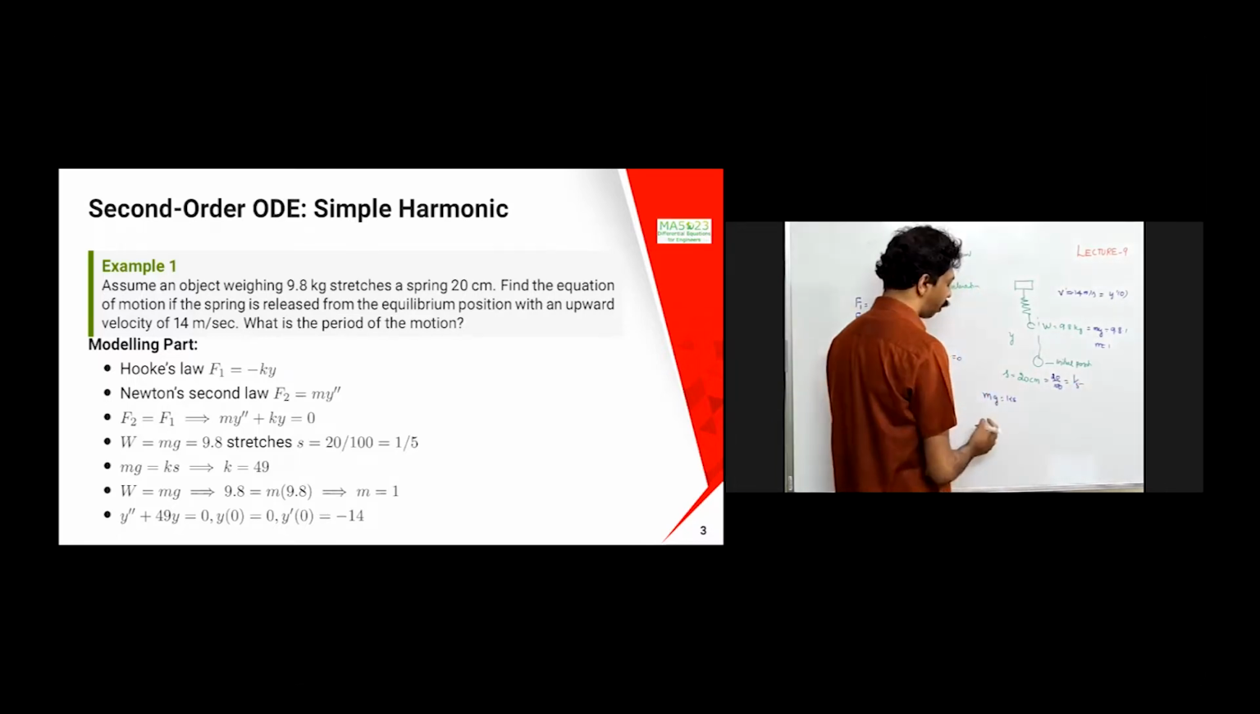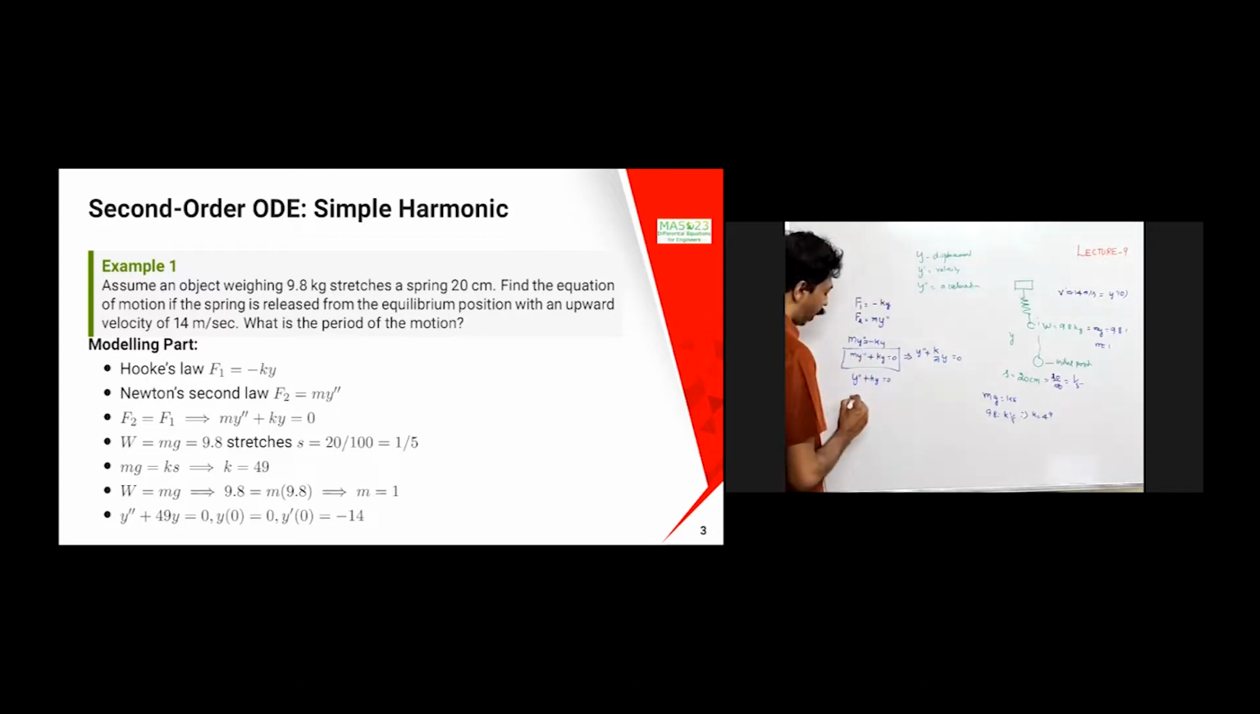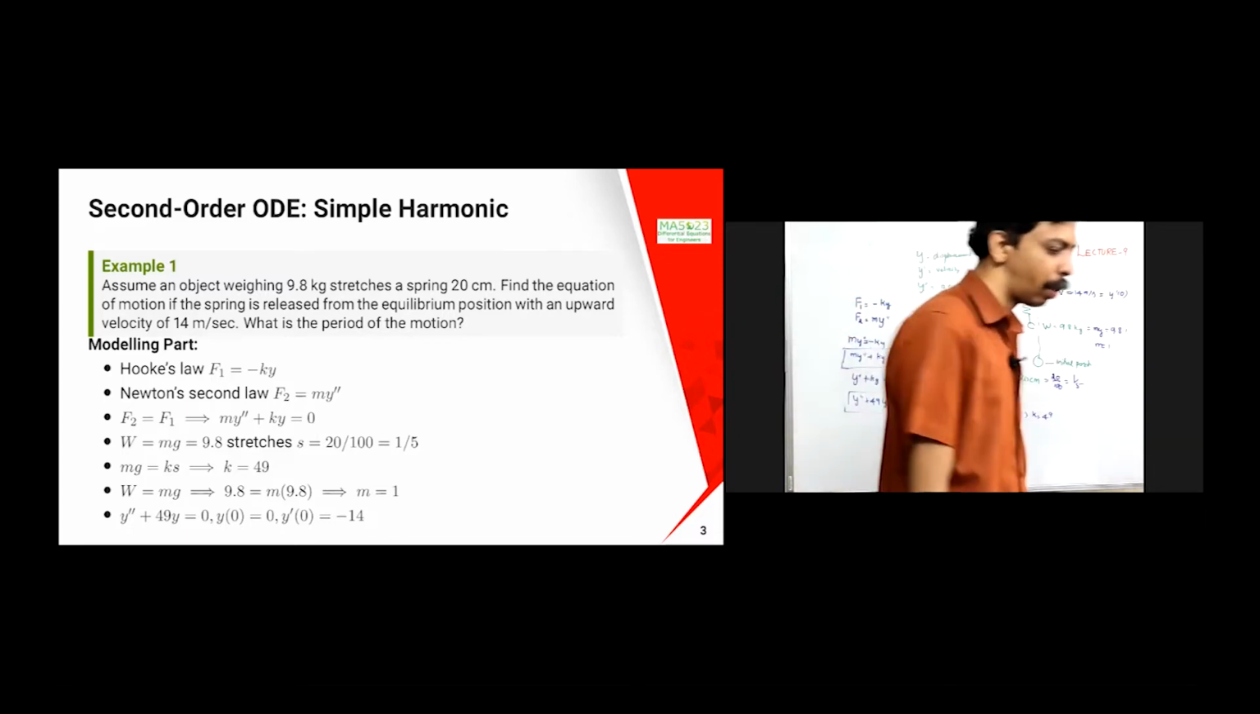So mg is equal to ks. Mg is nothing but 9.8 already. So 9.8 equal to k into s, which is 1 by 5. Therefore, k is equal to 49. Therefore, in this case, you are going to have y double dash plus 49y equal to 0. So this is my equation of motion for the problem given in example number 1.